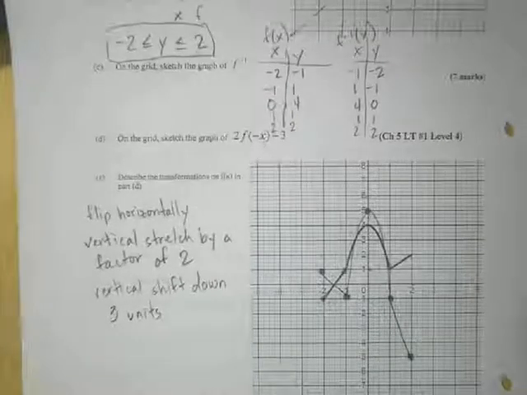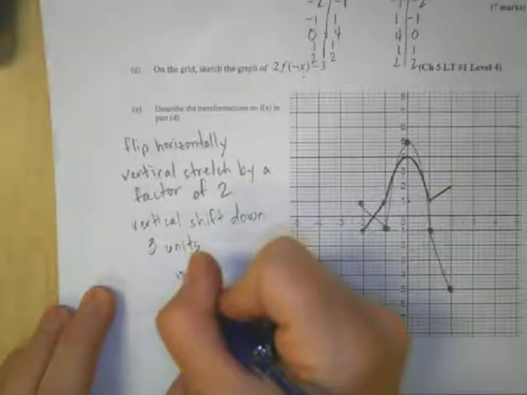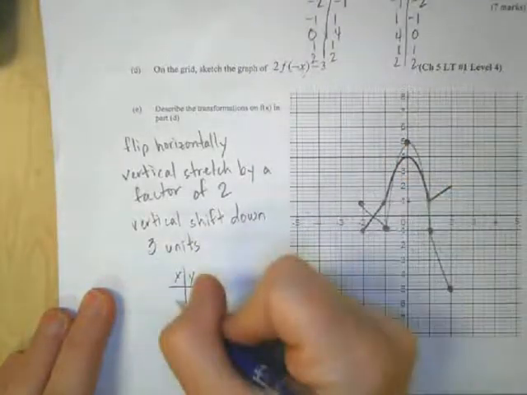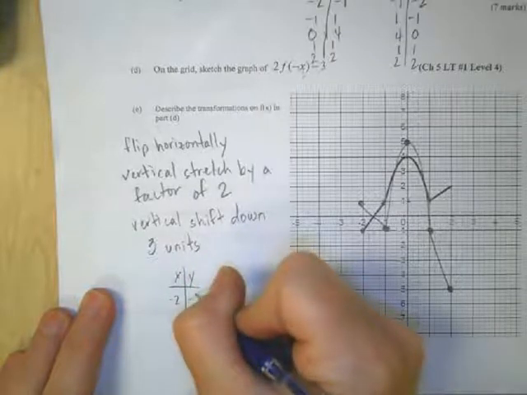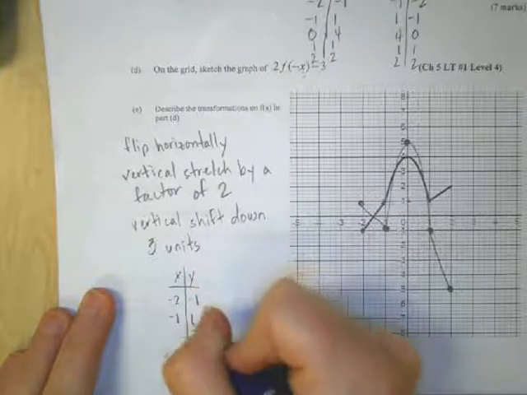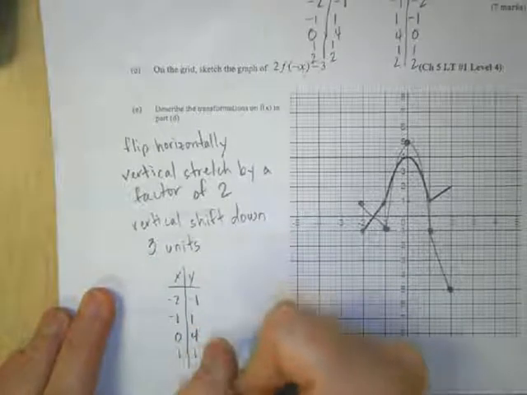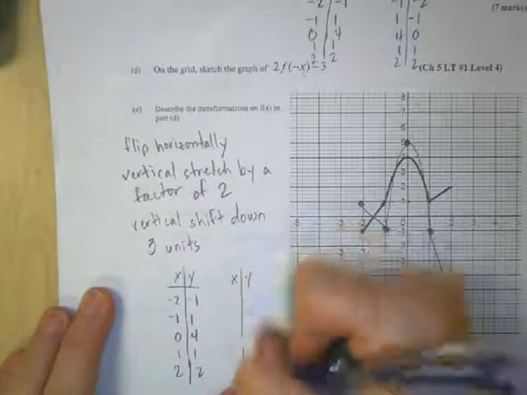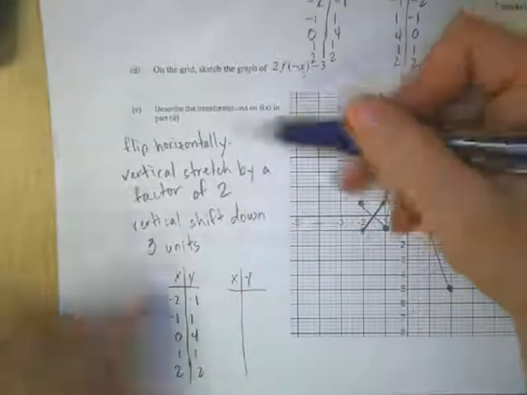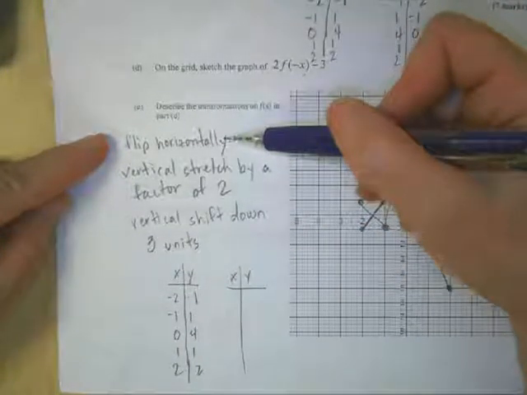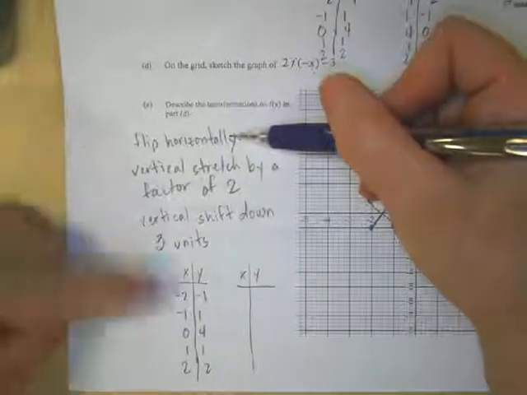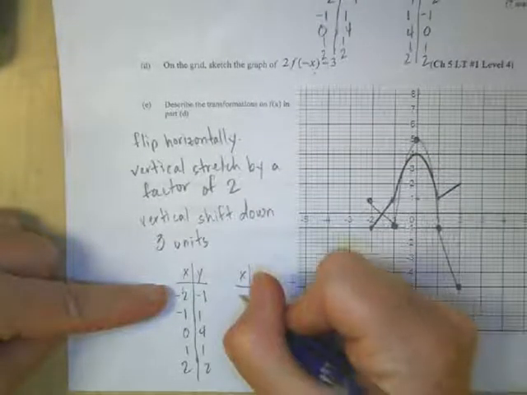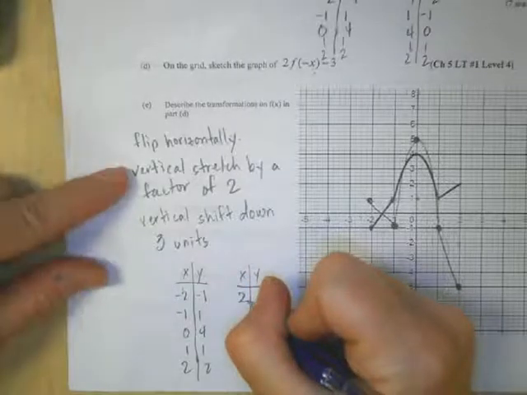Some people like to do it with a table. They like to take the original points, which I had up here. So like -2, -1, -1, 1, 0, 4, 1, 1, 2, 2. And they like to perform these operations on the numbers. So flip horizontally. So horizontally, that is my x numbers. So instead of -2, it's going to become +2. Vertical, that affects my y values.